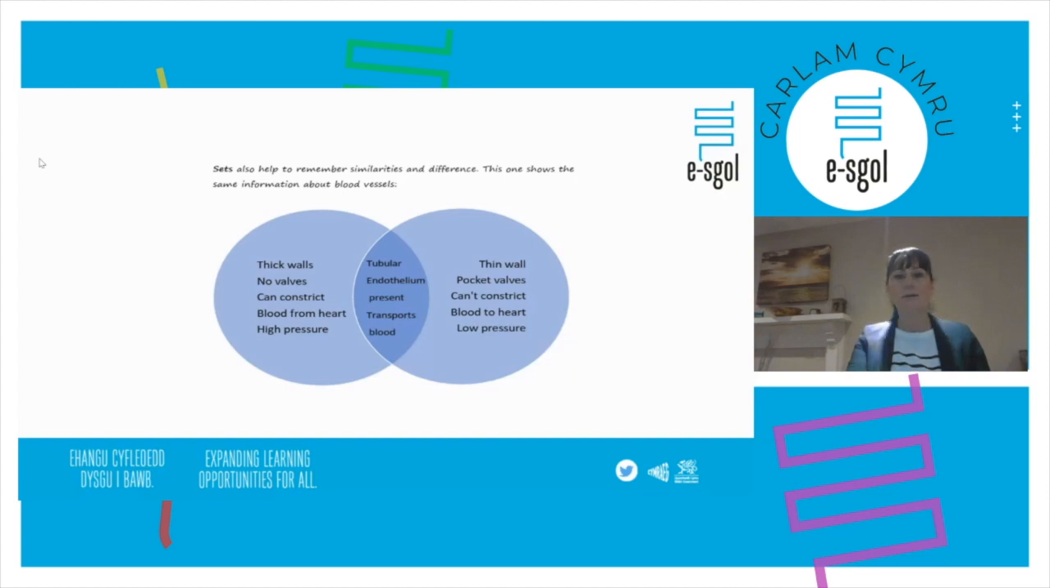So we've got an example here that shows some information about blood vessels. What we've got in the middle is what links these two together. So you could do this for a number of different subjects. Science, really handy to be able to do a Venn diagram for the things that cross over certain elements of your studies there.